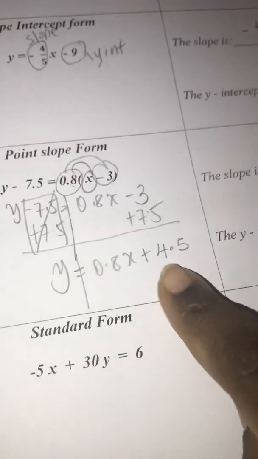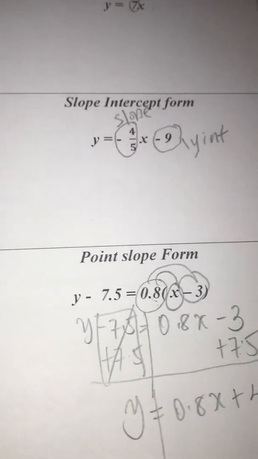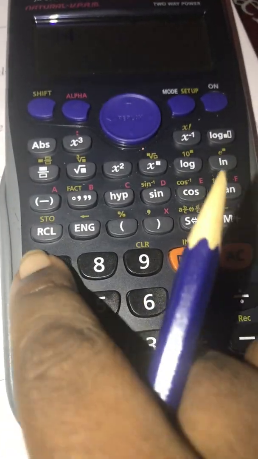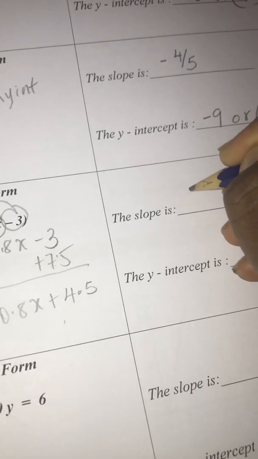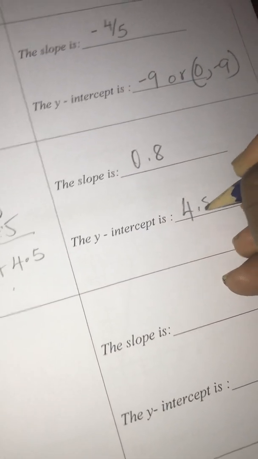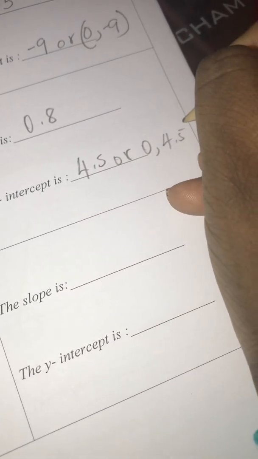Okay, so I can check, but I don't need to. You should know how to add and subtract without the calculator. Negative 3 plus 7.5 is positive 4.5, which I wrote over there. So now my slope is 0.8 and my y-intercept is 4.5 or 0, 4.5.